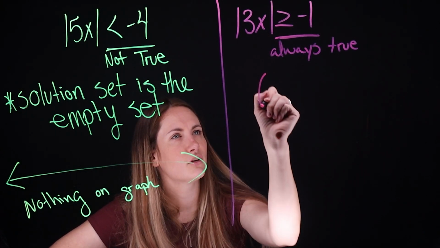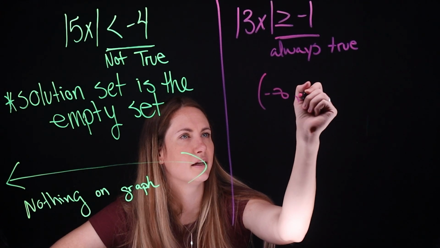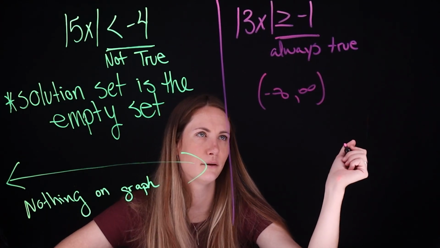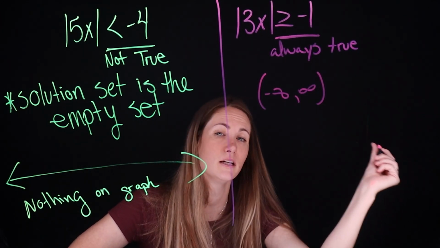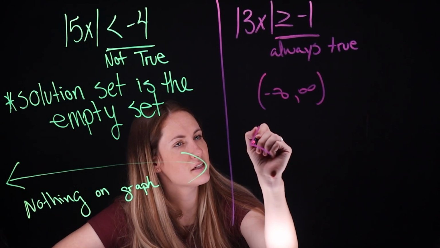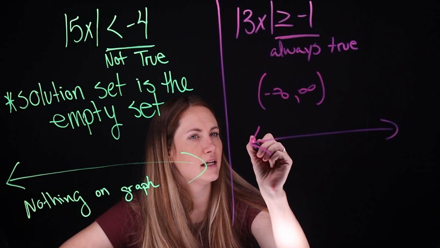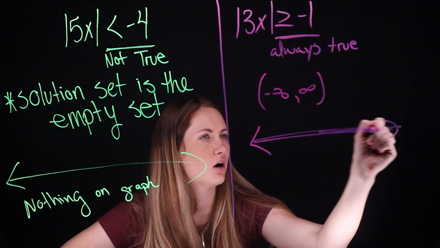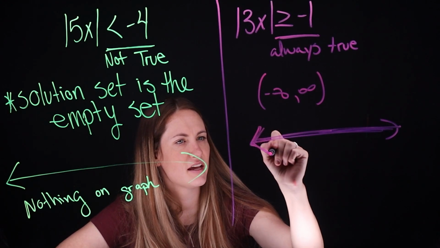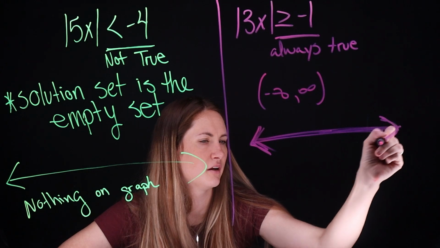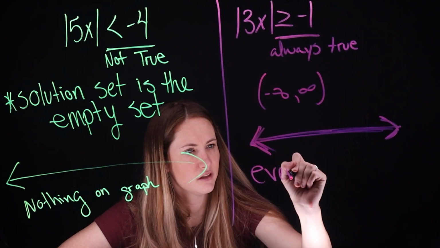So our interval notation here, since it's everything, is negative infinity to infinity. Not my best infinities. And then when you go to graph this one, it is absolutely all of the graphs. So it's the graph that has everything marked. Everything marked.